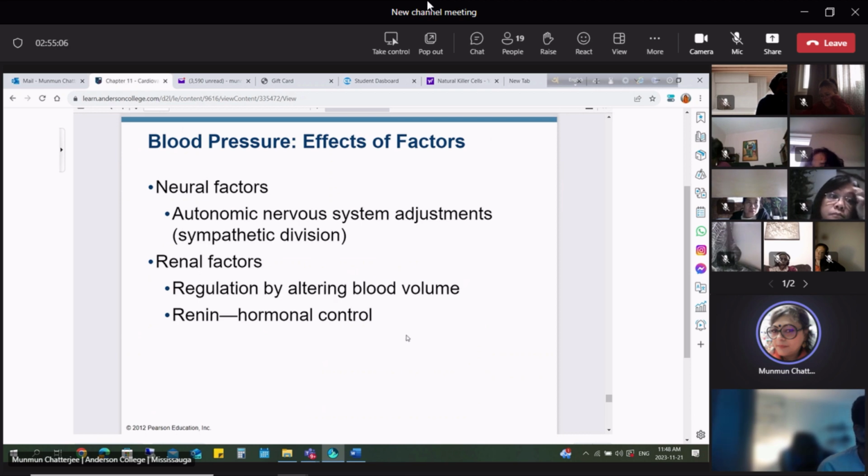So blood pressure is controlled by two factors: neural factors, that is from the autonomic nervous system, and the renal factors, which is regulated by the kidney hormones. That's the renin.